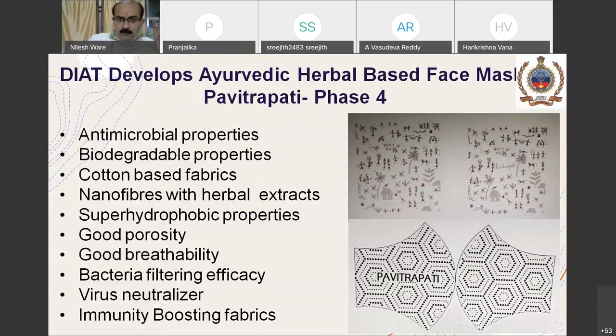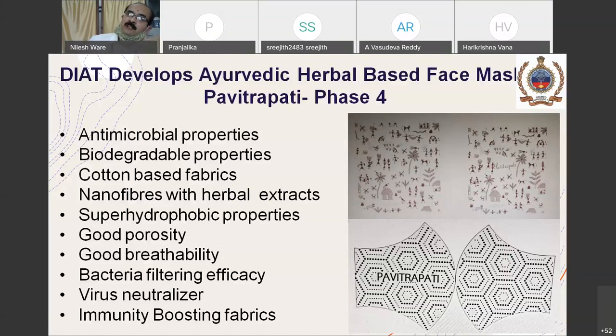Now, finally, the properties. See, phase four, I'm coming into now from applied research. I have come out to a different phase now. I'm doing the product specifications. My product has got antimicrobial property, biodegradable property. It's a cotton-based material. It has got a nanofiber, which has got the herbal extracts in one of the plies. It has got super hydrophobic property. Lotus leaf property is for self-cleaning, we developed.